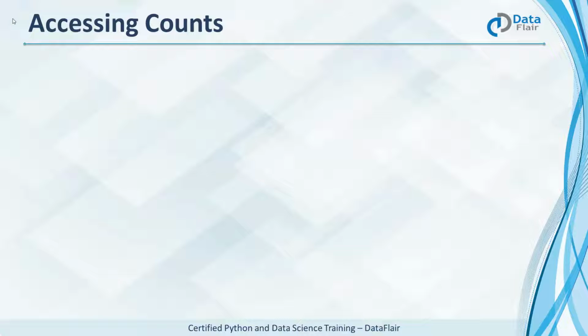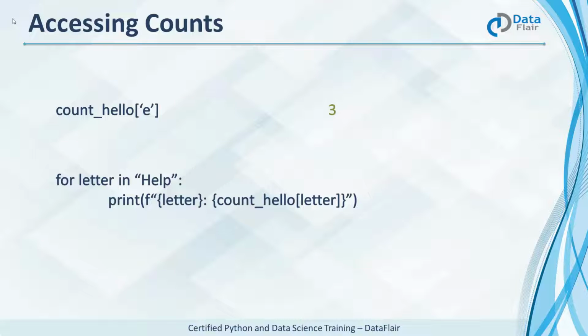Since this gives us a dictionary, we can access it indexing it with a key, which is the element to count. Count hello of E is 3. Let's build a for loop to print the counts from count hello for each letter in the string help. H appears once in hello, E appears once, L appears twice, and there's no P. But this is not a key error and simply returns a count of 0.